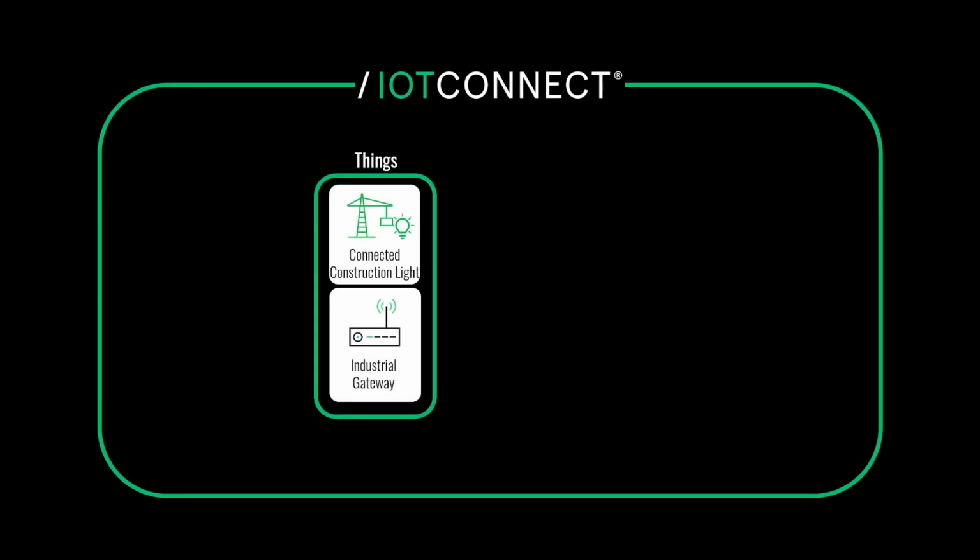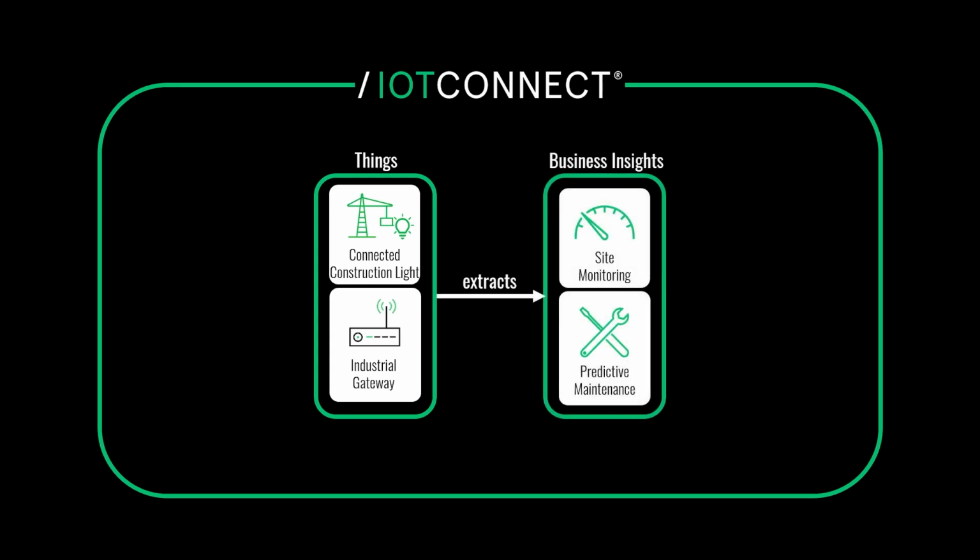In this example, say I have a connected construction light. Maybe I have a platform where we're building a new building and I have these lights that have connectivity in them. Or I might have an industrial gateway that's at a manufacturing plant. And as I talked about before, the goal with these is we're really trying to get insights out of them as fast as possible.